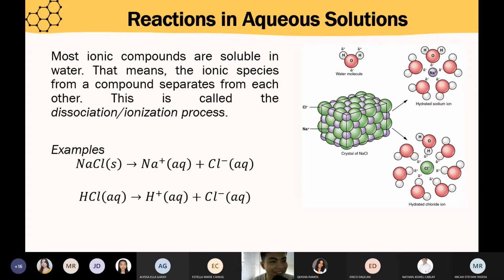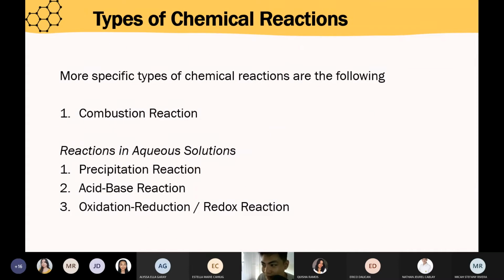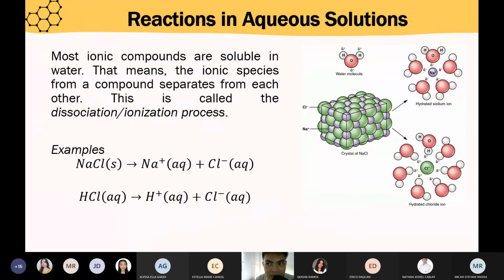Okay, so next one, we have the reactions in aqueous solution. So again, the reactions in aqueous solution are many, okay? Kasi most of the reaction in chemistry actually happens in aqueous solution. When I say aqueous solution, meaning nun ay tubig. And what happens with our ionic compounds when they are dissolved in water? They dissociate, okay? So this is very important. Our ionic compounds dissociate in water. Bakit kaya ganun? Malalaman natin yung dahilan next chapter in the states of matter.